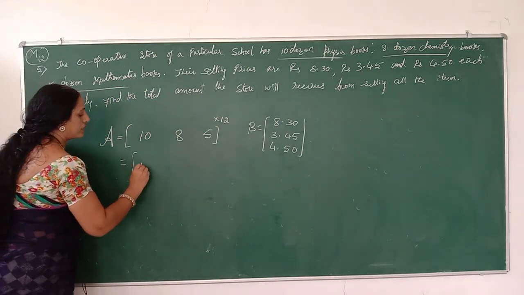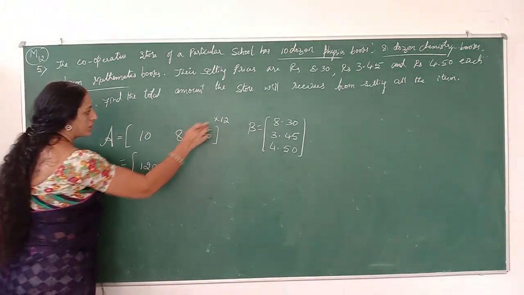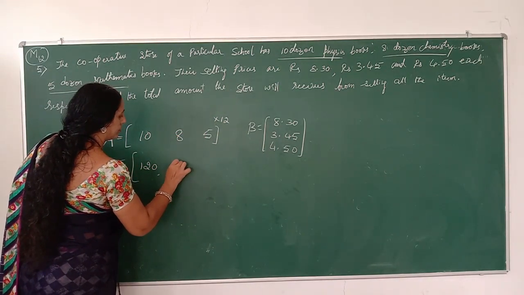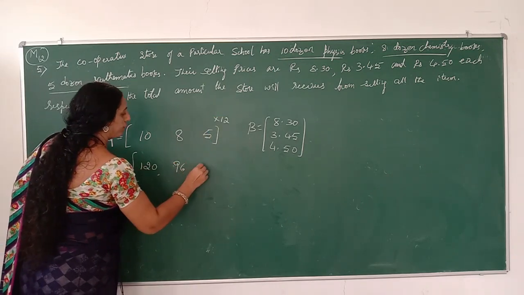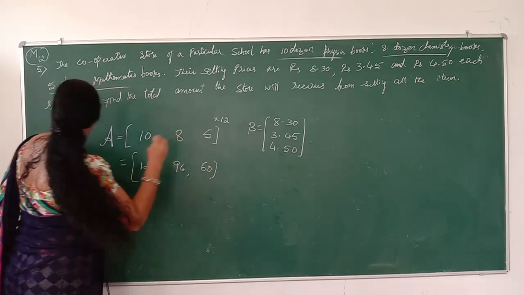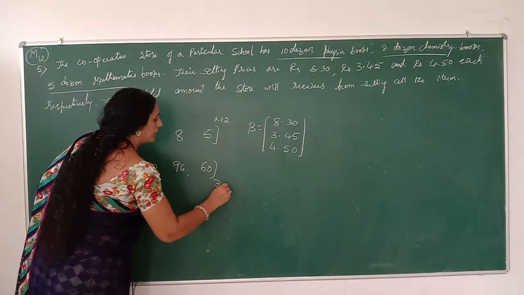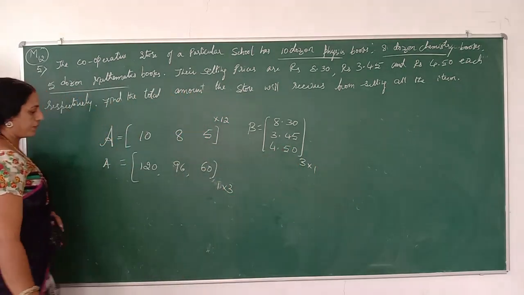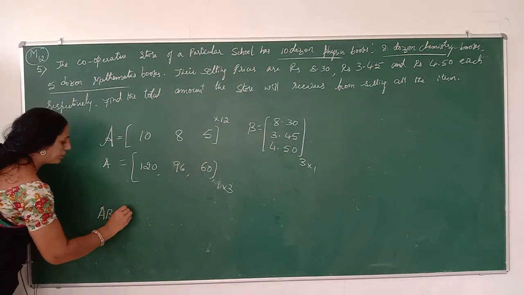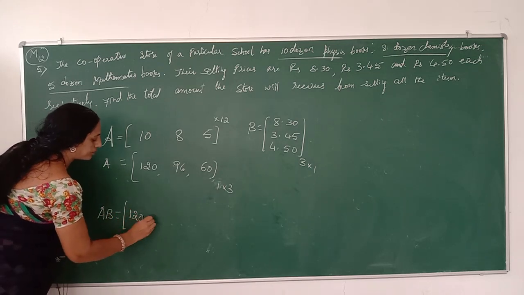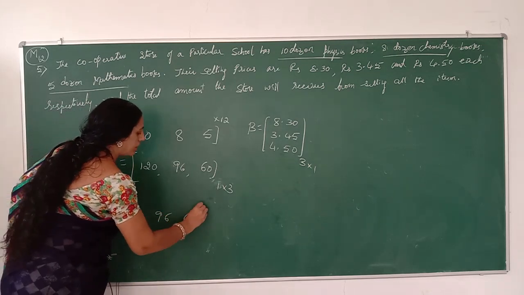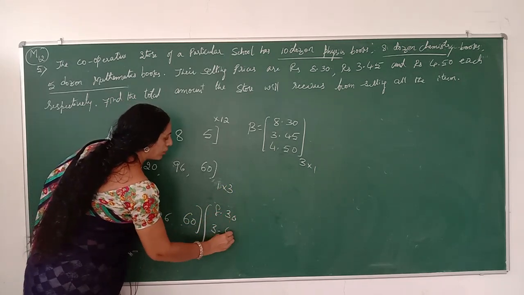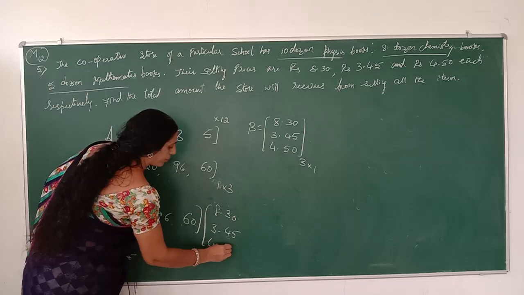So 10 into 12 is 120. So 12 into 8, 12 into 5. That is a matrix of order 1 cross 3 and B is a matrix of order 3 cross 1. Now to find A into B: 120, 96, 60 into 8.30, 3.45, 4.50.